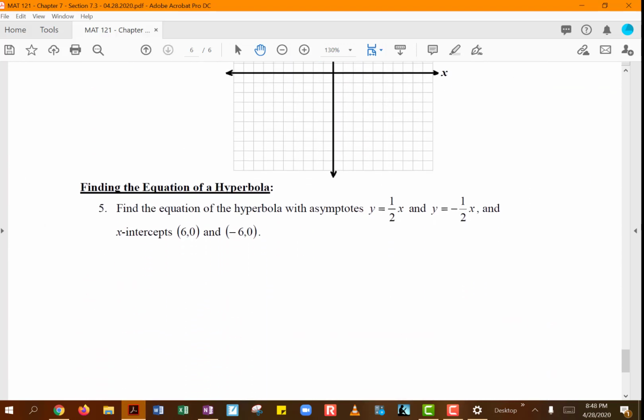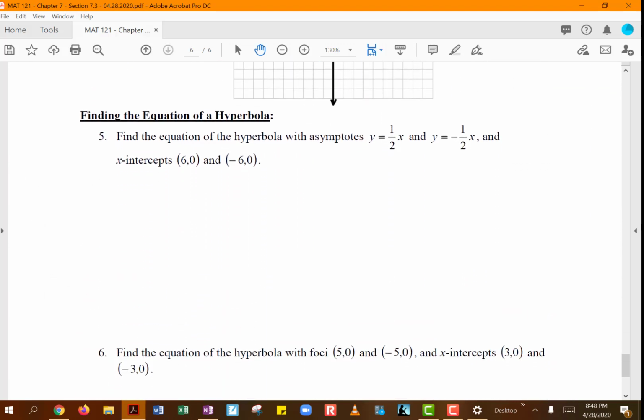Okay, so the last thing that we want to talk about here is what happens if they give you the asymptotes and the x-intercepts and they ask you to find the equation of your hyperbola. So they are not giving you the equation, they're giving you the asymptotes and they're giving you the x-intercept. So let's see what information we can gather from that.